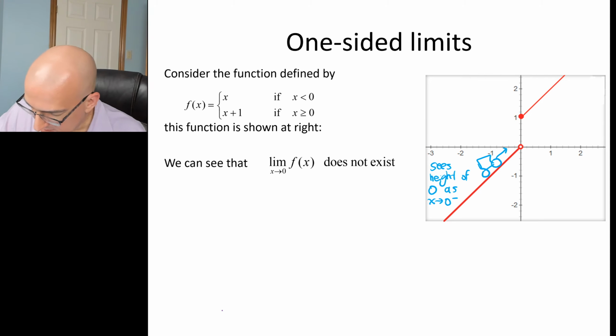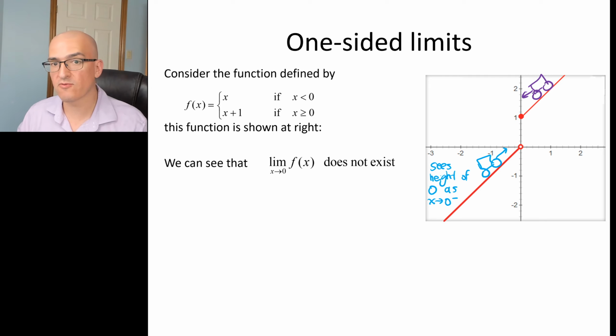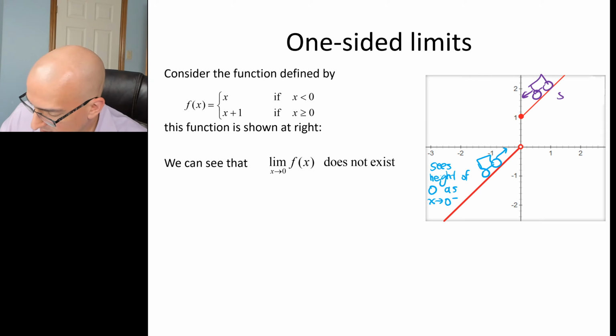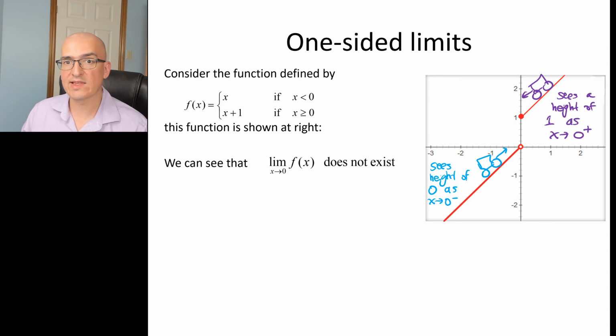If we put a math car on the other side and push that math car towards the x-coordinate of 0 from the right, we get a different height. We get a height of 1. So this math car sees a height of 1 as x goes to 0 plus. So for right limits we put a plus sign because it's that number plus a tiny bit. These two math cars do not agree with each other. Whenever that happens, whenever the limit from the left gives you a different y value than the limit from the right, we say that the two-sided limit does not exist.